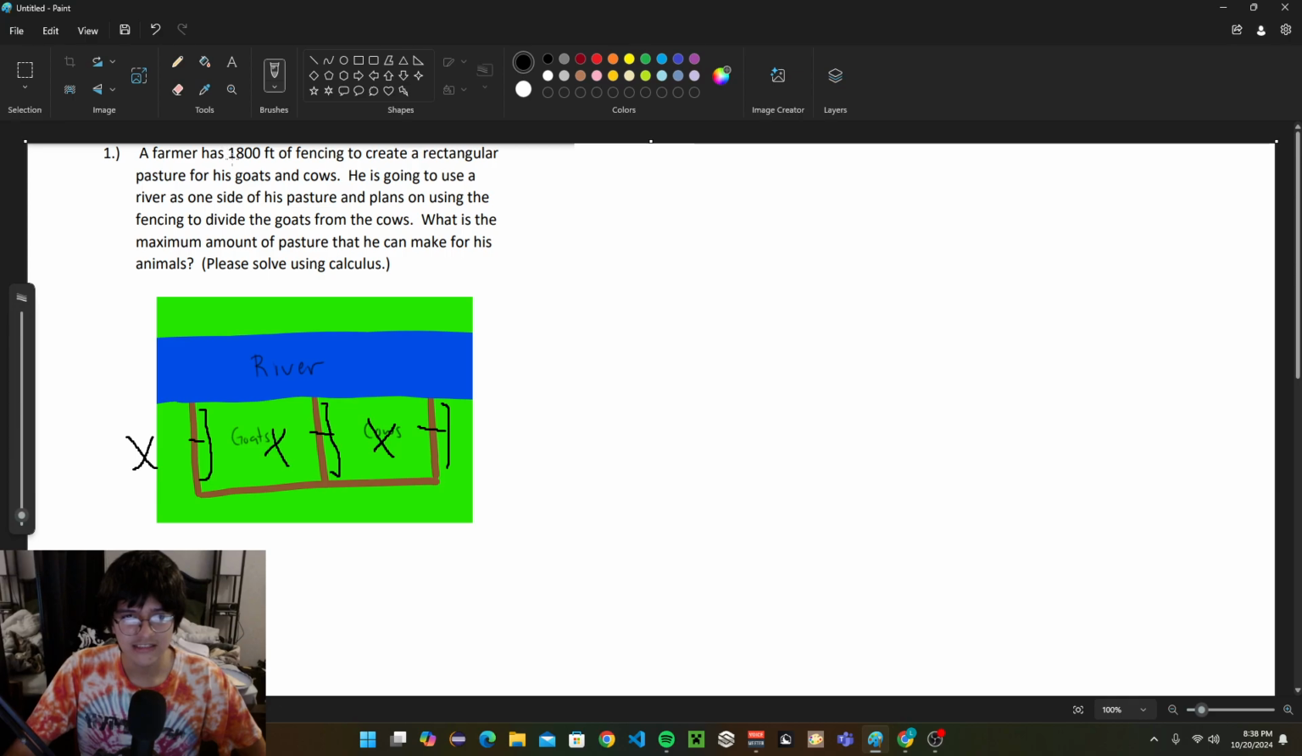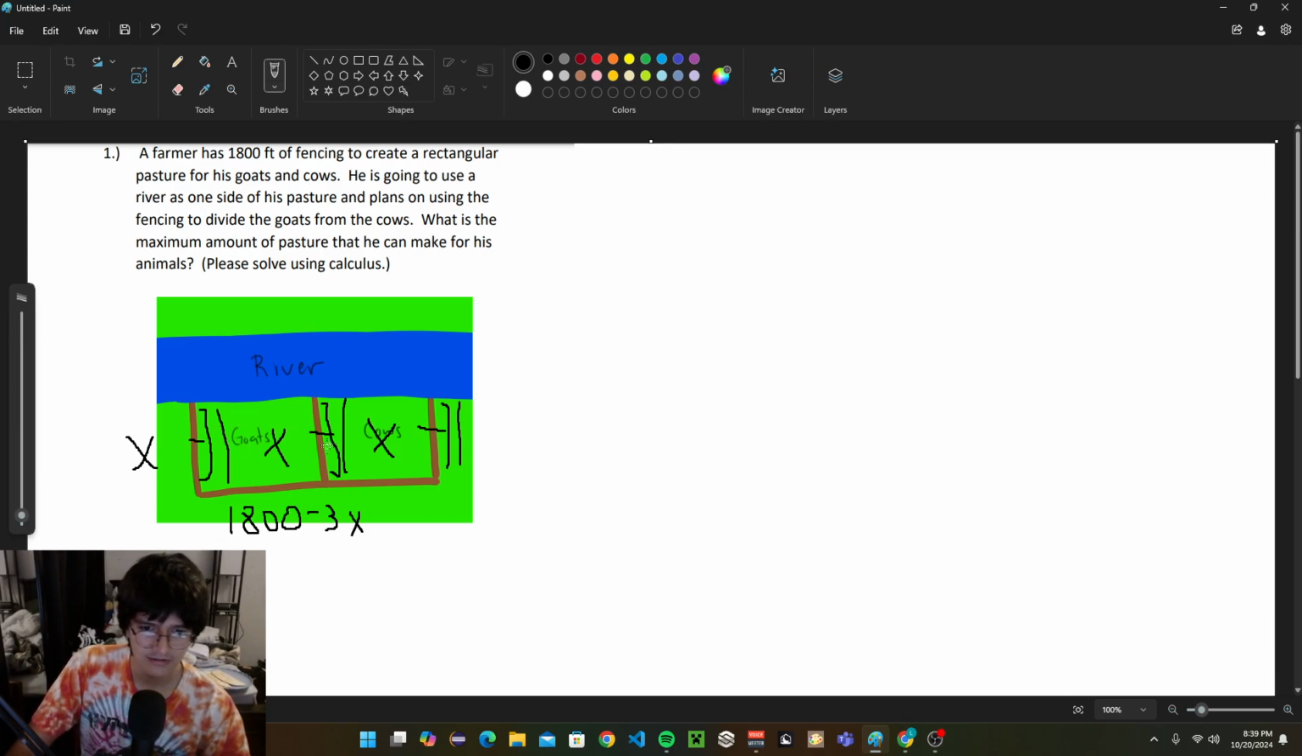So it says he has 1,800 feet of fencing, right? And we're going to be subtracting 3x. And why 3x is because this is considered 1x, 1x, 1x. You add all of them together and it would be 3x. So you're subtracting what the fence that the farmer is going to use right here, and right here. So essentially the total he has minus what he's going to use for the width to divide the goats and the cows, and to divide the goats from the outside and the cows from the outside. So that is our formula for our length.